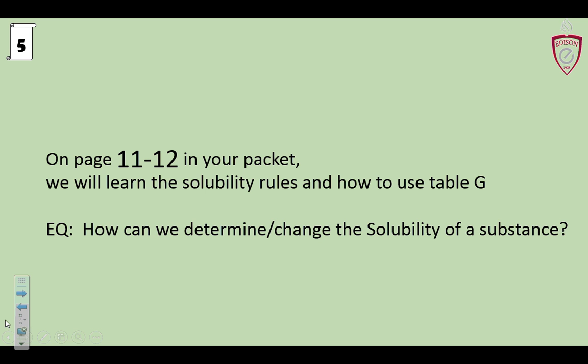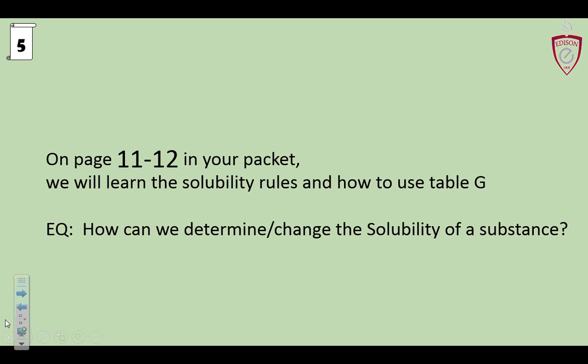Now we're going to introduce Table G and how I can manipulate solubility. We just did Table F, now we're going to G, so it's kind of alphabetical. With F, we saw what makes something soluble or insoluble, what will and won't dissolve. Those are the rules. Now we're going to say, if it dissolves, how can I make more dissolve? How can I make less dissolve?